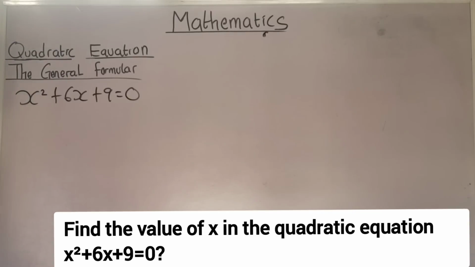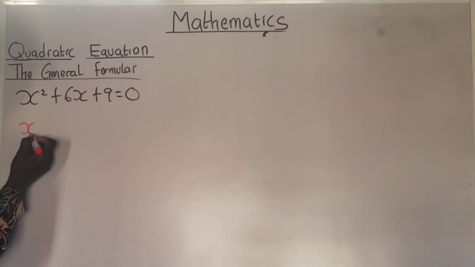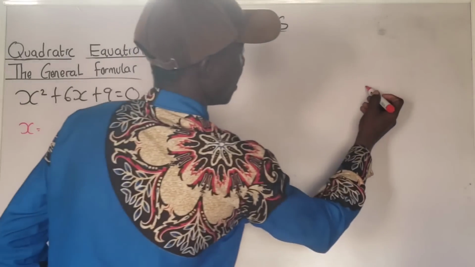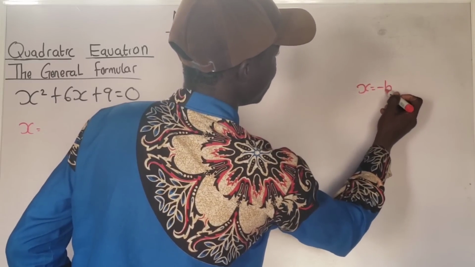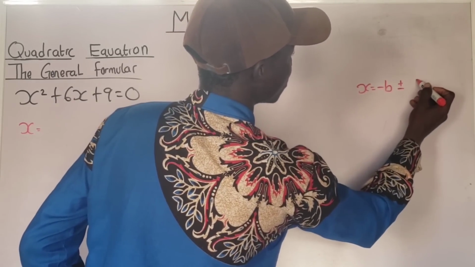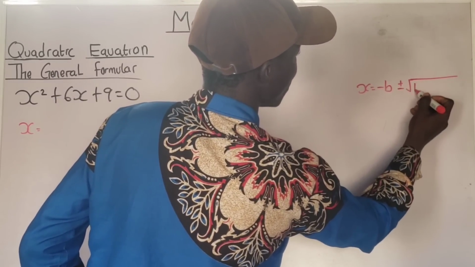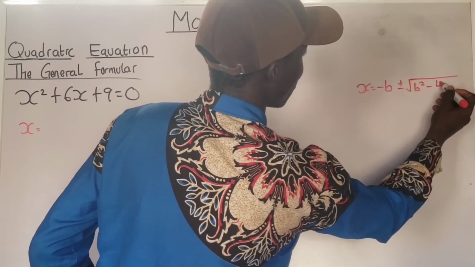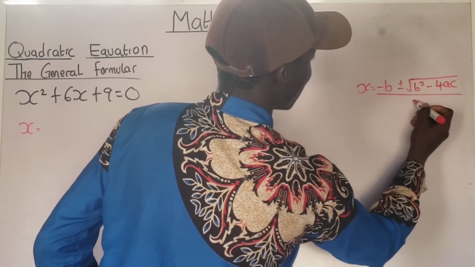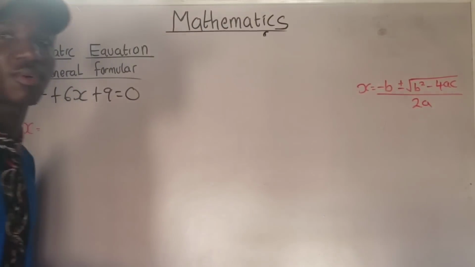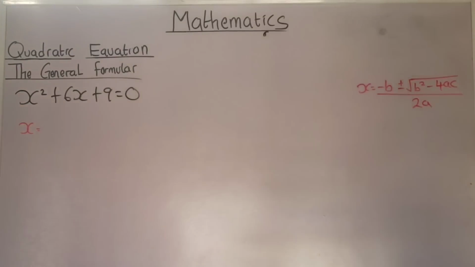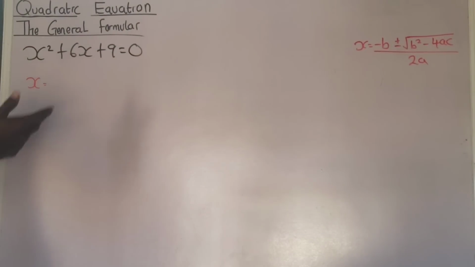Now, how do we solve this quadratic equation using the general formula? Don't forget, in our previous class we derived the general formula as x equals, let me write it here, x equals minus b plus or minus the square root of b squared minus 4ac all over 2a. This is the general formula of the quadratic equation, or the quadratic formula. Now, how do we solve this using this formula?